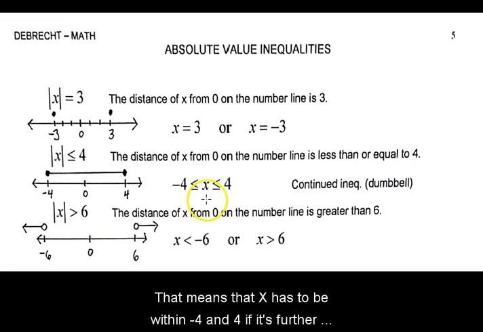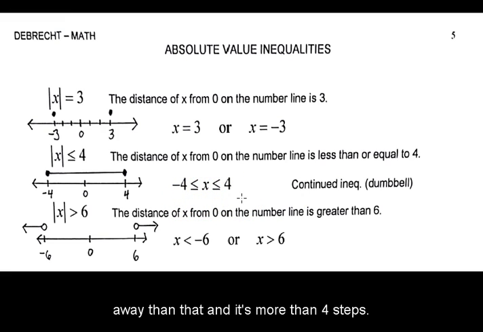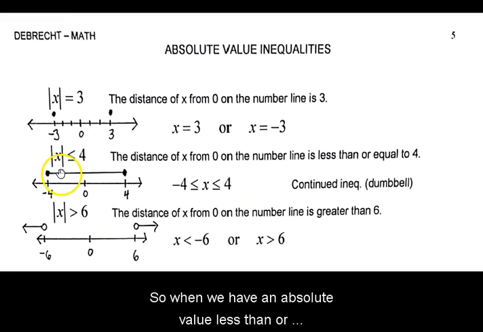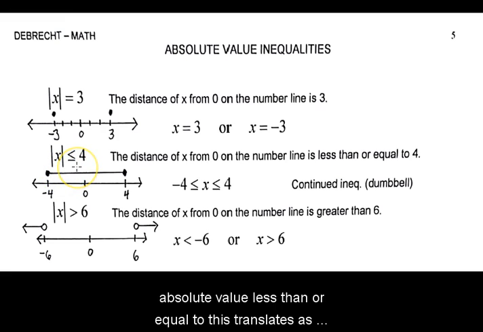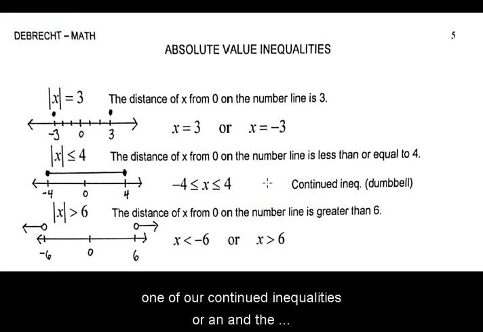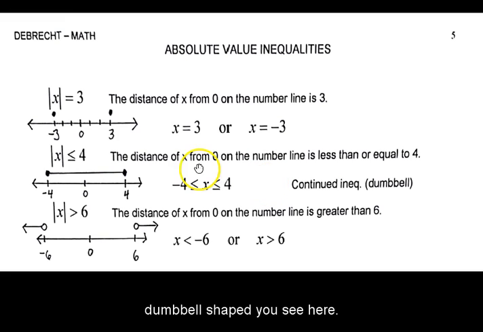That means that x has to be within -4 and 4. If it's further away than that, then it's more than 4 steps. So when we have an absolute value less than or absolute value less than or equal to, this translates as one of our continued inequalities, or an and, the dumbbell shape you see here.